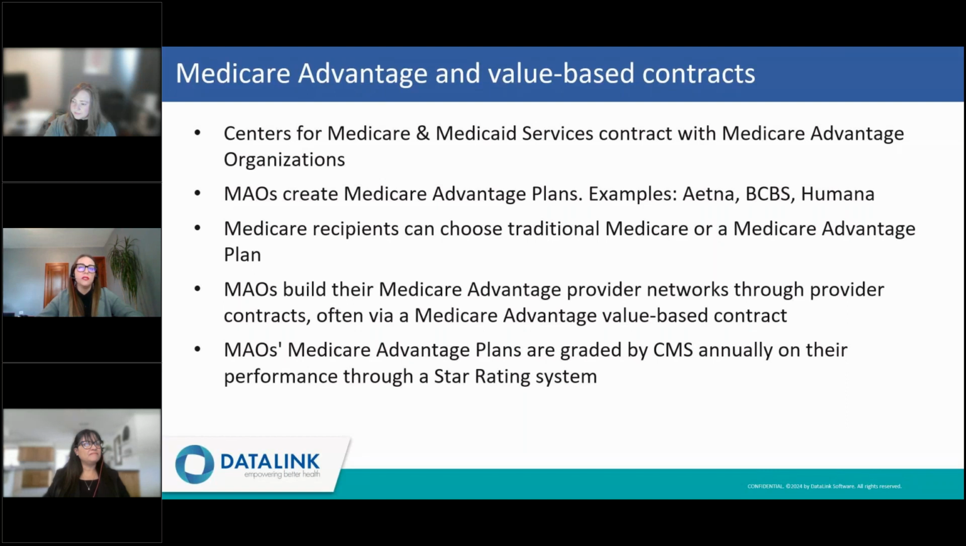Medicare recipients can either choose to have traditional Medicare, or they can pick from a Medicare Advantage plan. These Medicare Advantage organizations, or MAOs, build Medicare provider networks through what they call Medicare Advantage provider contracts. And Medicare Advantage plans are also graded annually by CMS on their performance through what's called the star rating system. And next slide.